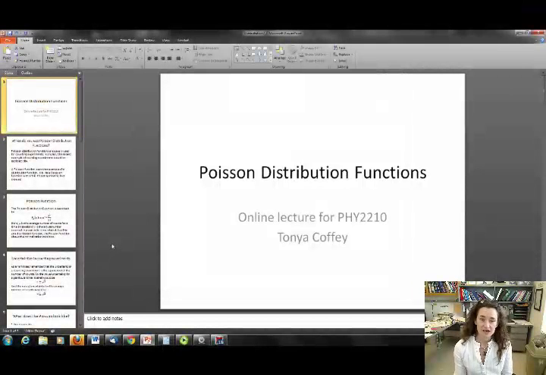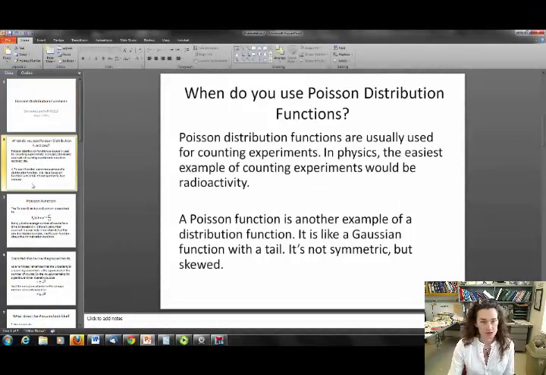Okay, next I'd like to cover yet another distribution function, and that one's going to be Poisson distribution functions. So first of all, when do you use Poisson distribution functions? Well, they're usually used for counting experiments. So in physics, the easiest one to describe of those would be, of course, radioactivity, where you're counting up the number of decays in a given time interval. And that's the example that I'm going to use here later in this lecture.